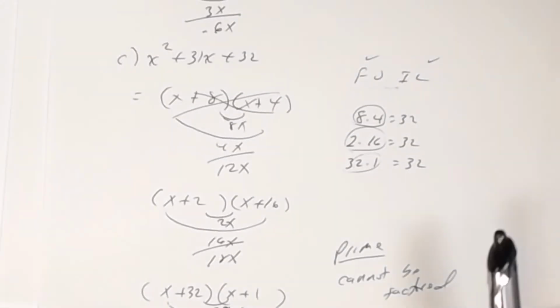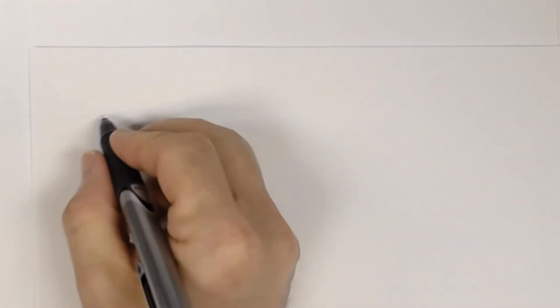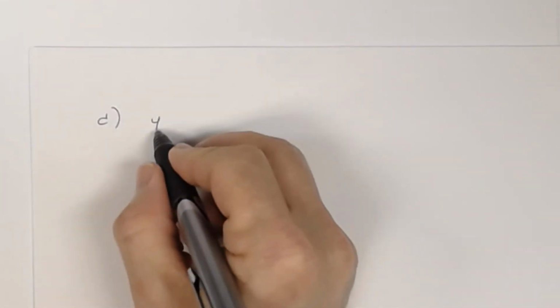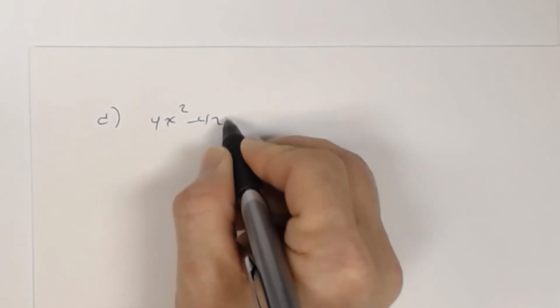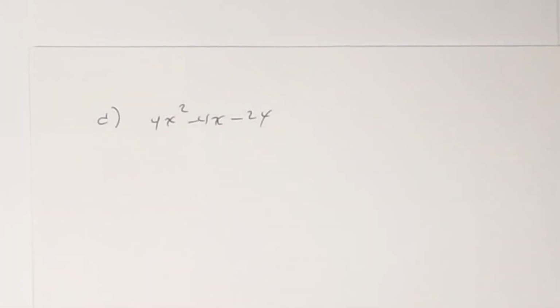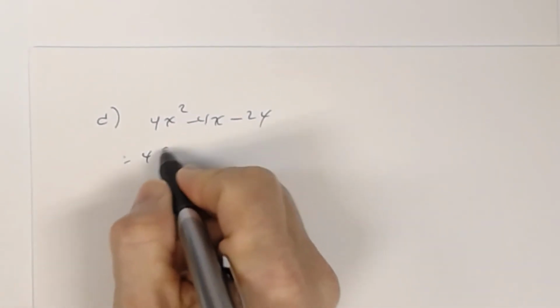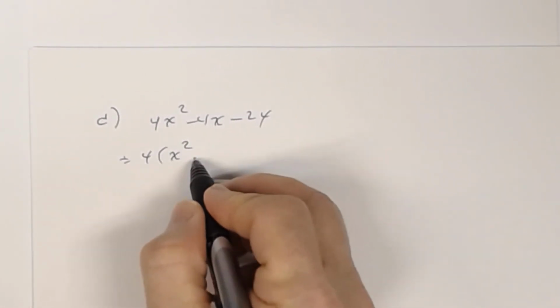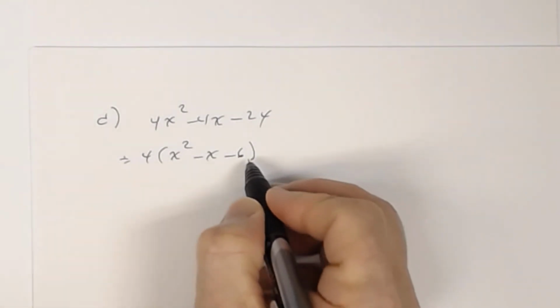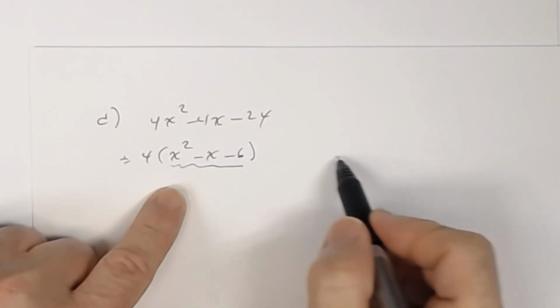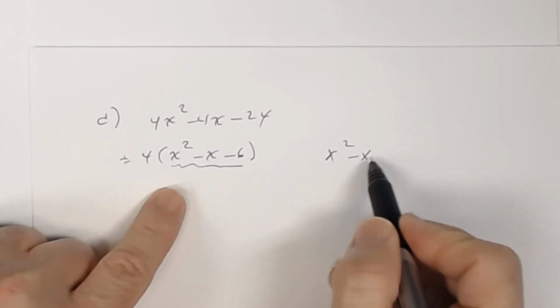Okay, let's look at letter D. So in letter D, I have 4x squared minus 4x minus 24. Now again, the first thing you have to do is look for a GCF, and there is a GCF here. So I can factor out a 4. So when I factor out the 4, I get 4 times x squared minus x minus 6. And then all you do is look at this part here and go off to the side and see if you can factor that further.